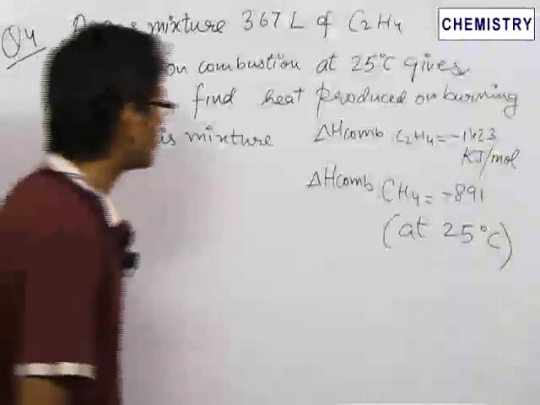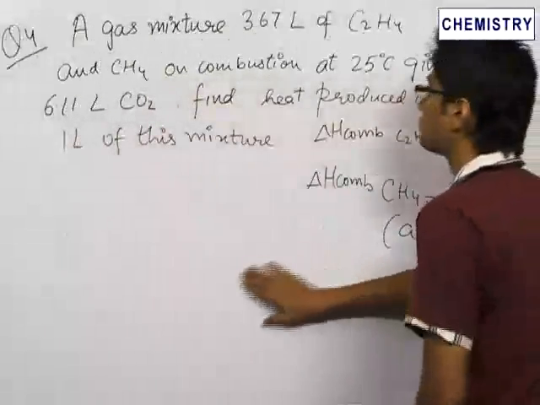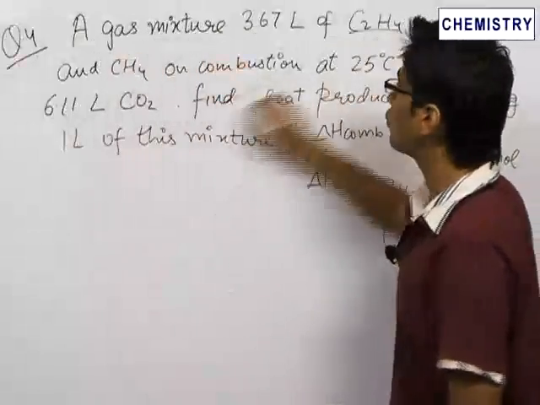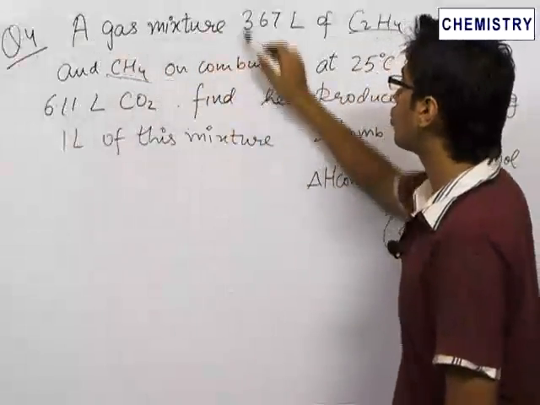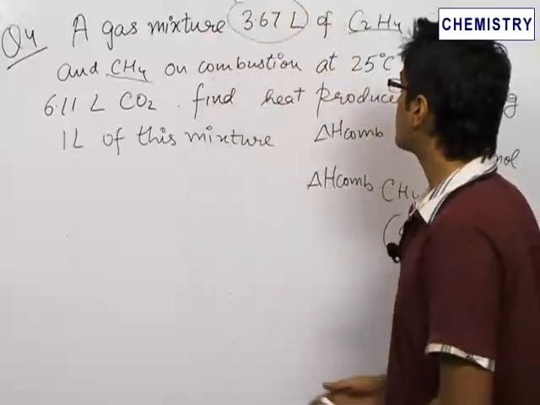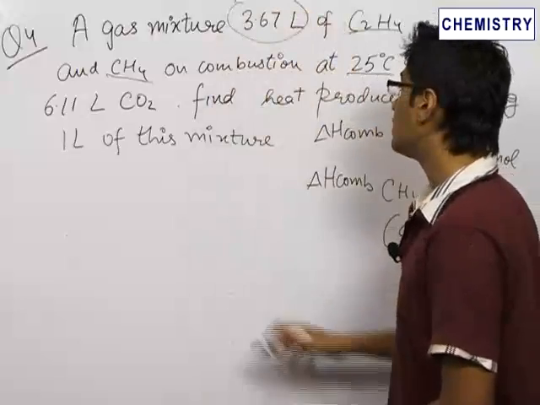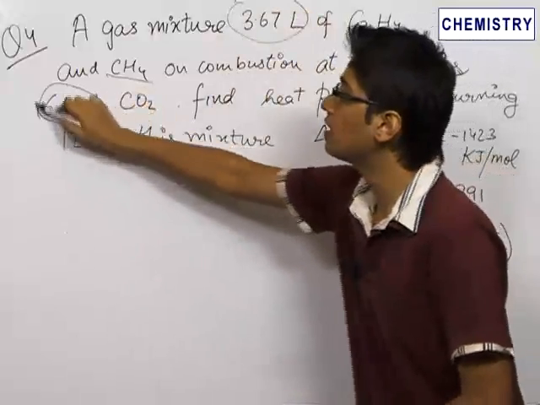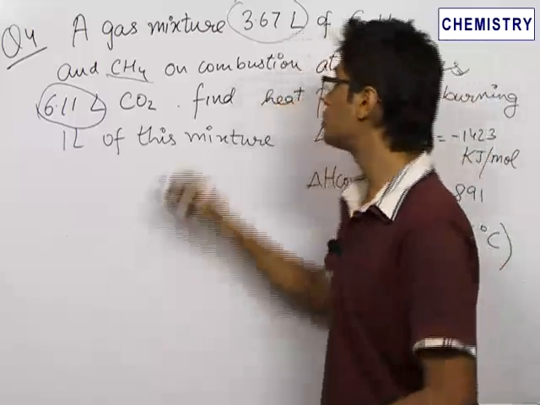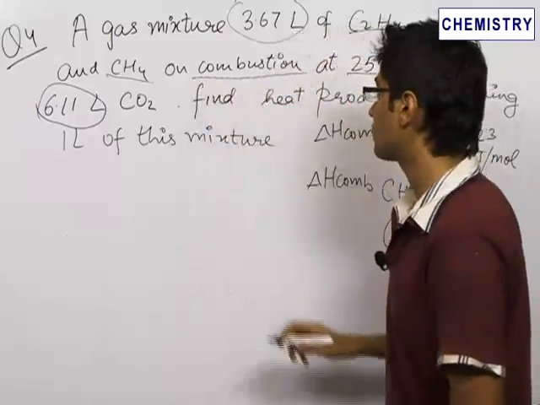The fourth problem of ours is an easy problem. We have a gaseous mixture of C2H4 and CH4. The total volume of the mixture is given to be 3.67 liters. This mixture on combustion at 25 degrees centigrade gives 6.11 liters of CO2. Mind you, whenever nothing is mentioned, we assume complete combustion.